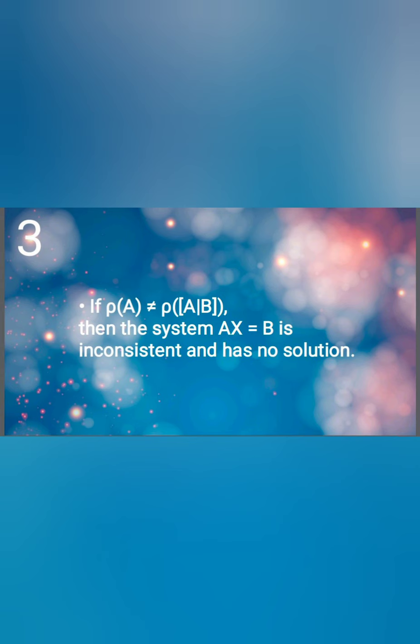And the third rule: if rho of A is not equal to rho of (A, B), then the system is inconsistent and has no solution.